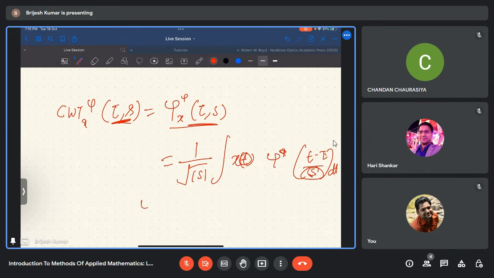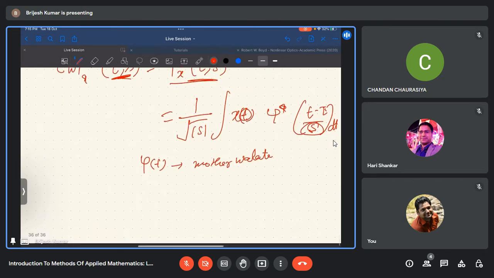This psi(t) is the transforming function, and it is also called the mother wavelet. This mother wavelet name comes from two important properties of the wavelet analysis. The first one is the term wavelet, which means a small wave.